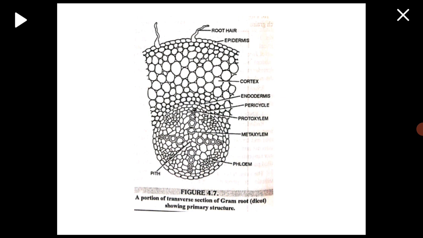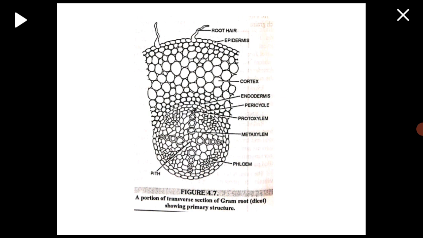Typical dicot root of Cicer arietinum, that is the gram. Here you see the structure of the TS of the dicot root, that is gram, Cicer arietinum. A transverse section of young gram root shows the following primary structure.